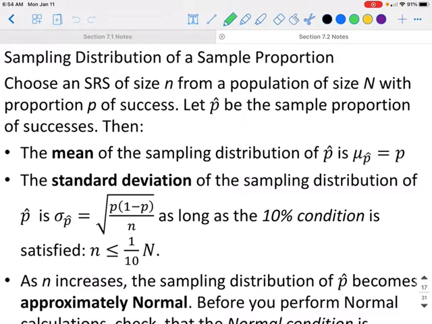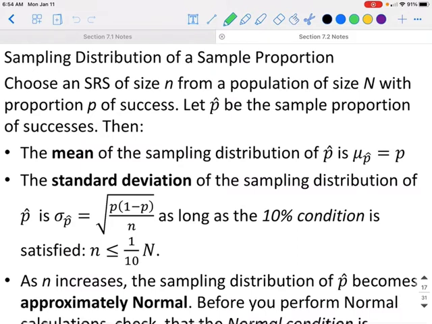To find the standard deviation of your sampling distribution, you're just going to do the square root of the probability of success times the probability of failure all over the sample size, as long as that 10% condition is met. So remember, you have to make sure that your sample size is less than or equal to 1/10 of the entire population.